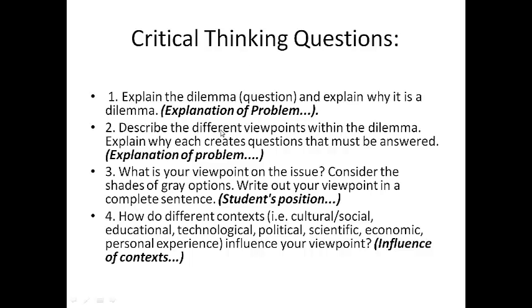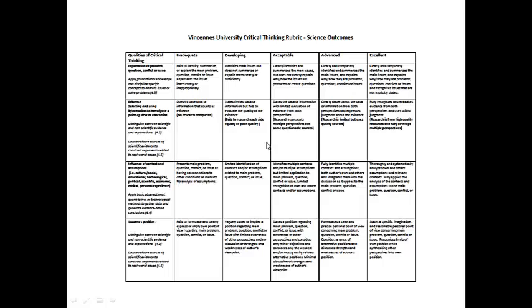So here are my questions. Here are the first four. First thing they have to do is explain the dilemma of the question and explain why it is a dilemma. The second question is describe the different viewpoints within the dilemma, explain why each creates questions that must be answered. Now, after the question, what you will see is which section of the rubric I'm going to use when I read their answer. So explanation of the problem, come back to the rubric, I read those two answers that they've written down, and then I give it a score based on this domain of the rubric, or this dimension of the rubric. So again, I use those two questions.